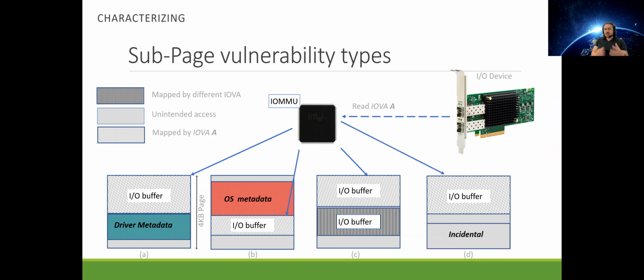And lastly, we have the incidental exposure. This happens usually randomly. The first three are easily detectable with static analysis. The last one has a random nature. What happens is an IO buffer is allocated and another buffer of a similar size is allocated from the same page. So when the IO buffer is mapped, all of the other buffers that reside on this physical page are also exposed. And we see how it can become a problem in the next slides.